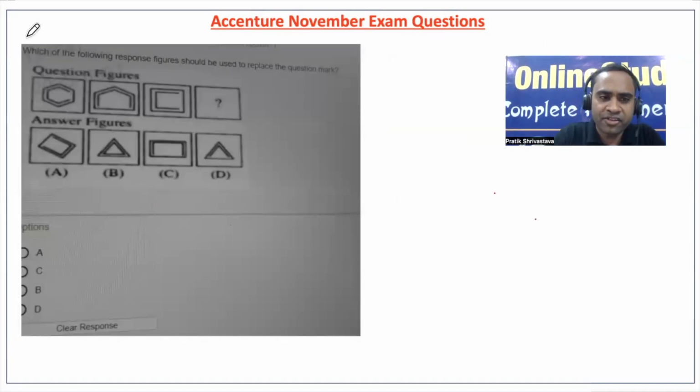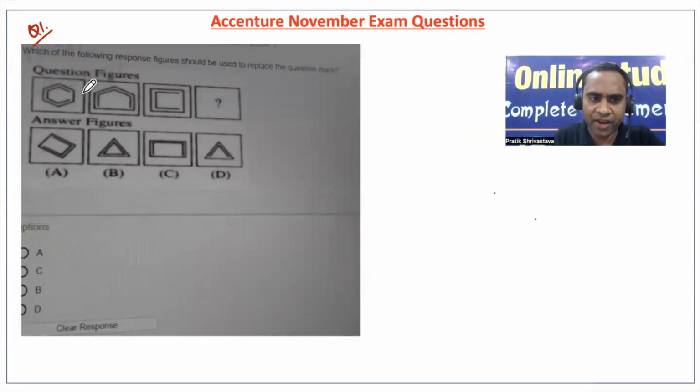Now let us start solving with question number one. I wanted to tell you, friends, the questions being asked are a little tricky, and a larger number of C programming questions are being asked, so be prepared accordingly. Question number one: which of the following response figures should be used to replace the question mark? Now let us try to analyze.